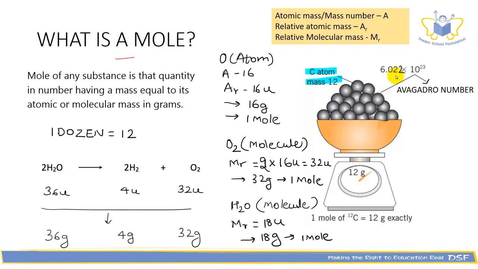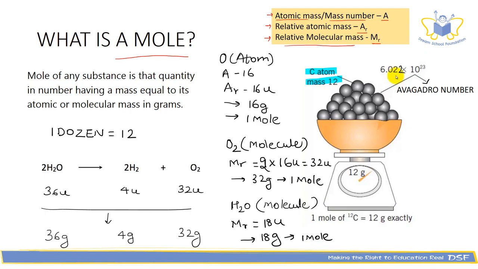Let us try to understand what a mole is. Even before we start off, let us make certain things clear. Atomic mass or mass number is going to be represented as capital A. Relative atomic mass is going to be represented as capital A with the subscript R. Relative molecular mass is going to be represented as capital M with a subscript R.